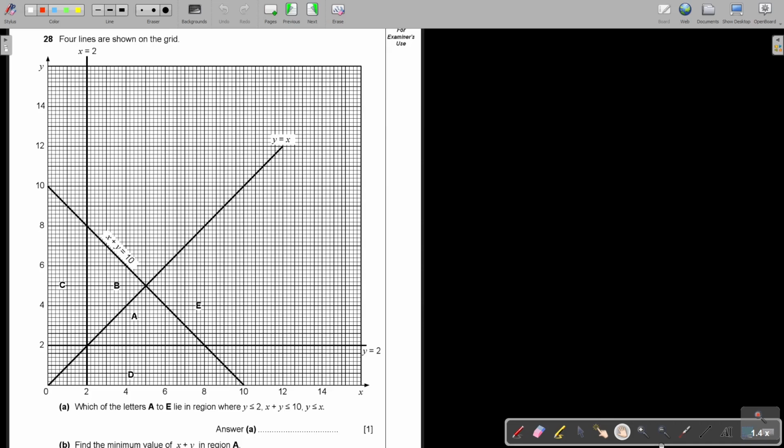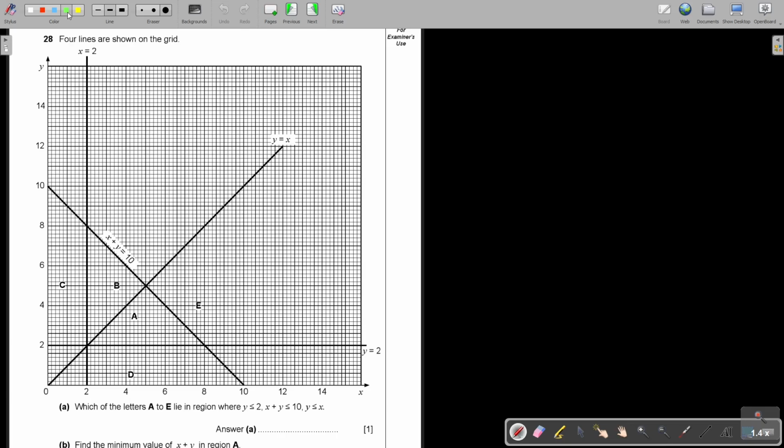4 lines are shown on the grid. Okay, and they give you the lines. And they give you even the equations of the lines. Which of the letters A to E lie in the region where Y, and then they start giving you the inequalities. Okay, so this is linear programming.